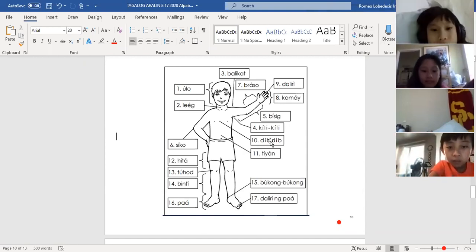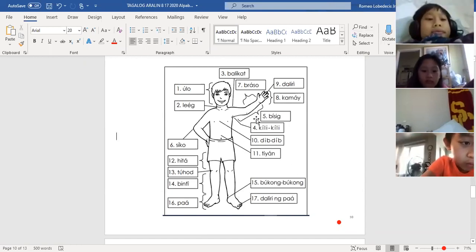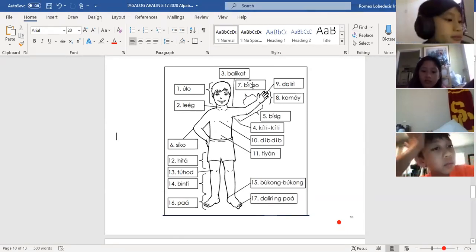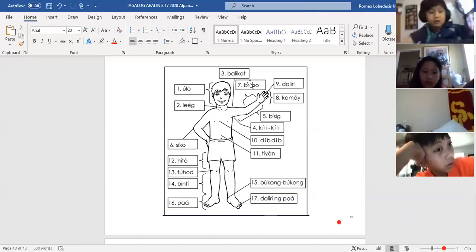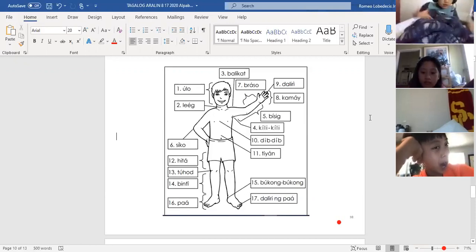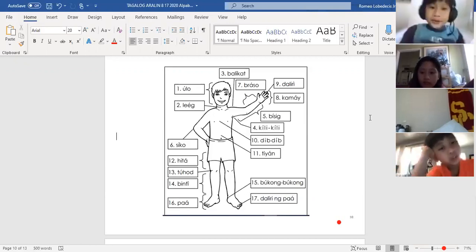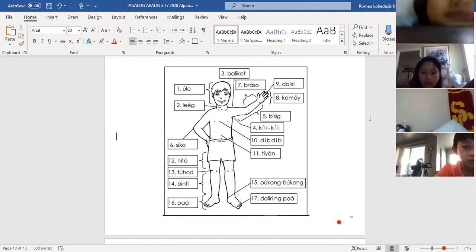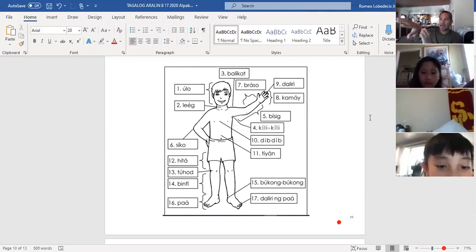Okay, let's review, because we're going to give you an exercise. Okay? So, let's review. Balikat is this. Ulo is this. And then leeg. Braso is from here to here. And then bisig from here all the way down here. And then your armpit is your kilikili. Kamay is the whole thing right here. Daliri, you have five fingers.